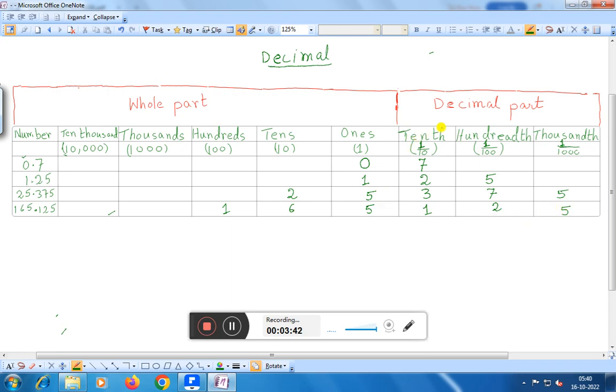What you understand is that tenth means 1 by 10, hundredth means 1 by 100, and thousandth means 1 by 1000. And this is ones, 10, 100, 1000, 10,000. From here to here, this is the whole part, and this is the decimal part, right? In this way, we can find the various place values of the decimals.